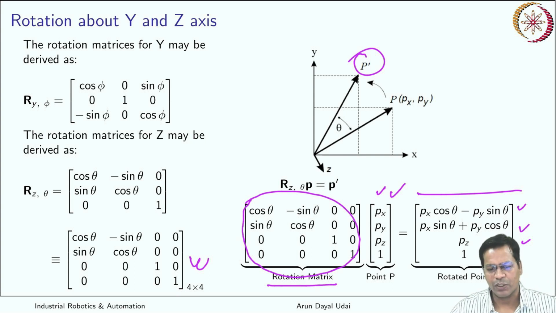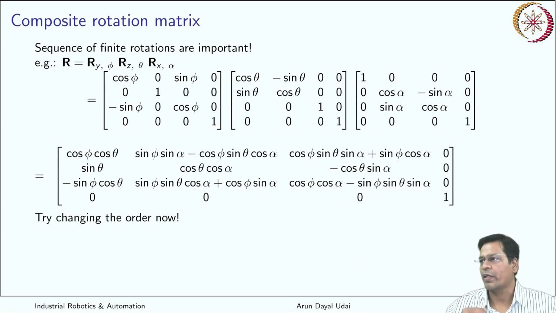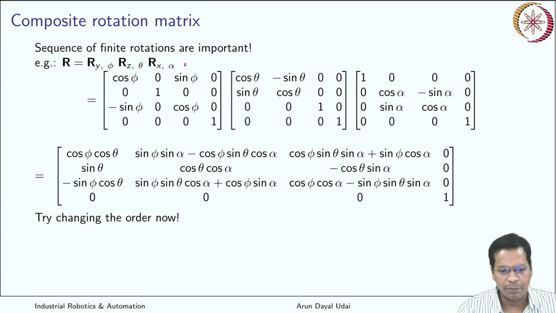You can quickly derive this using a geometrical technique also. You will arrive at this rotated point. So this is how you have to do rotation. Now let us look at composite rotation. Okay, so how to go for it? Let us say you have a point P which is to be applied with rotation about the x-axis by an angle alpha, the z-axis by an angle theta and the y-axis by an angle phi.